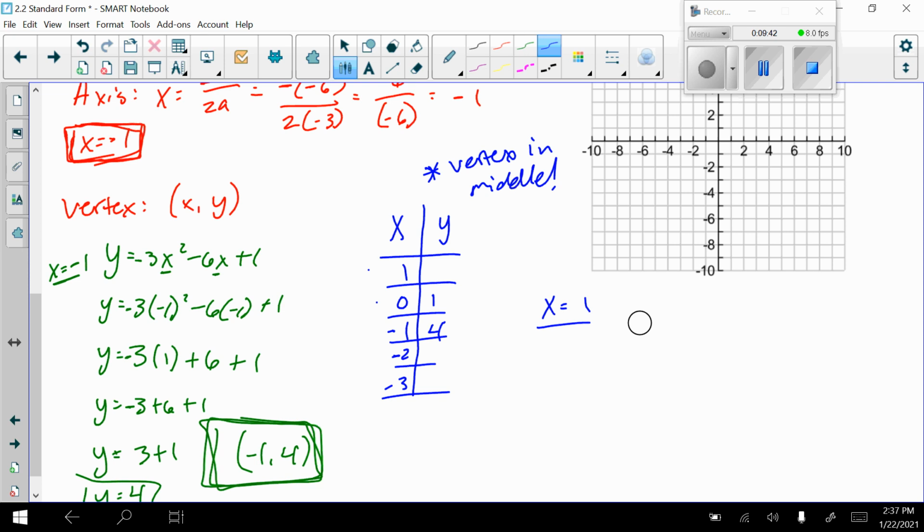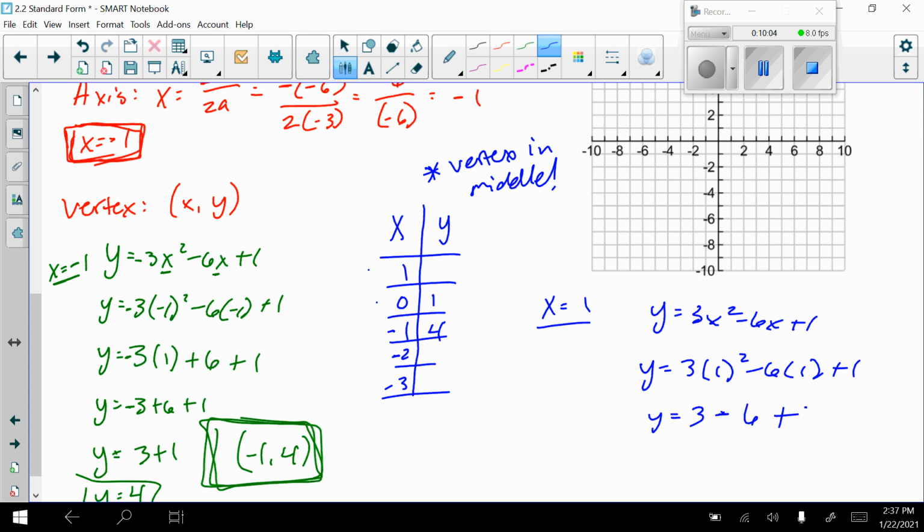Well, let's see what I get in that case. Here's my equation. I'm going to plug in 1. 3 times 1 squared minus 6 times 1 plus 1. We'll do it one piece at a time. 1 squared is 1. 3 times 1 is 3. Minus 6 times 1 is 6. 3 minus 6, that's negative 3, plus 1. And negative 3 plus 1 is negative 2.